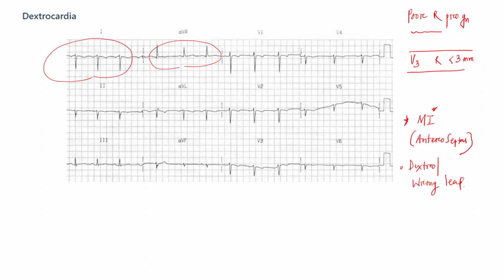And if you look from V1 to V6, you can see the RWF progression is not happening. V1, V2, V3, V4, V5, V6. The normal RWF progression is not happening. So the diagnosis is dextrocardia. A very similar picture will also be seen in wrong lead placement. Okay, so this is about the poor RWF progression.